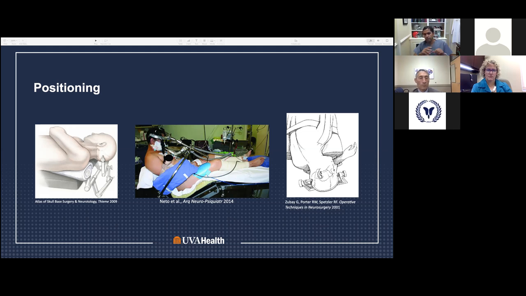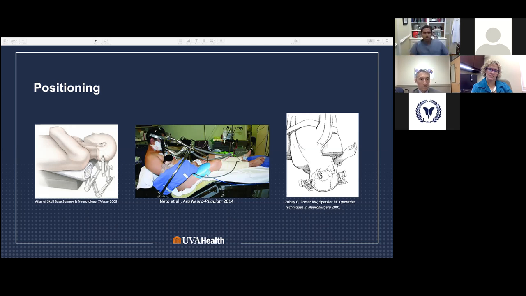Even at the University of Virginia, I have a partner here who has done seated retrosigmoid approaches for the past 15 years and does every retrosigmoid approach for acoustic neuromas that way. I trained with him and then developed and sort of adopted the 3/4 prone method that you see over on the right side of the screen.